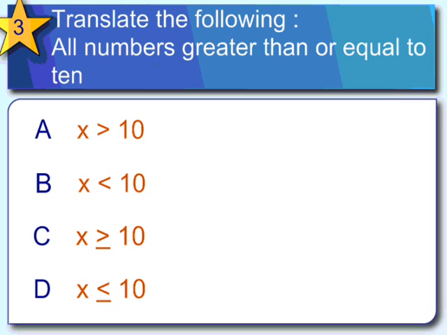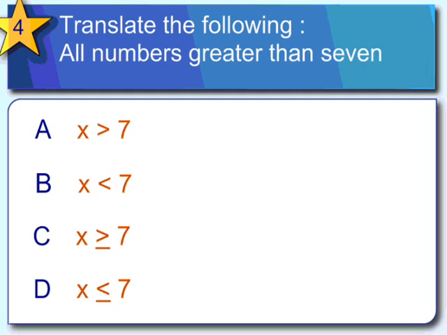Translate the following. All numbers greater than or equal to 10. Which one says all numbers greater than or equal to 10? It would be choice C. All numbers greater than or equal to 10.